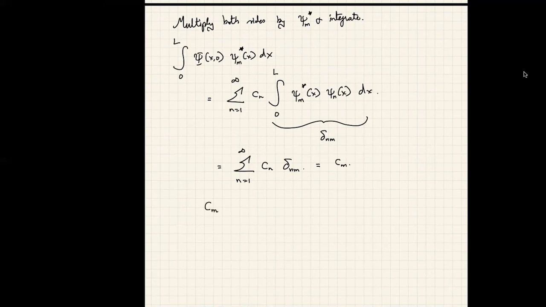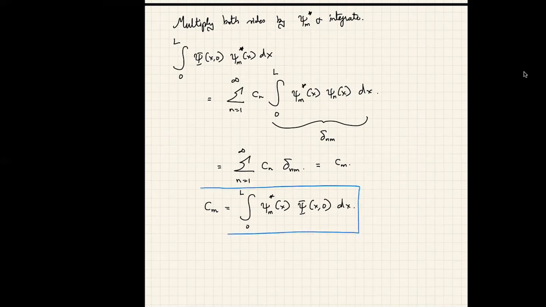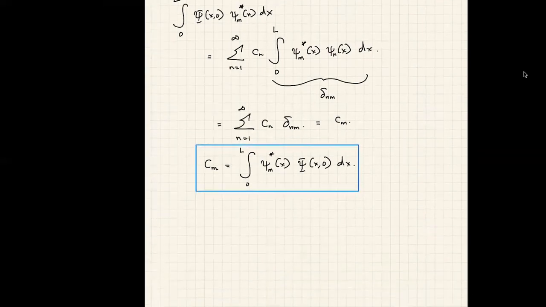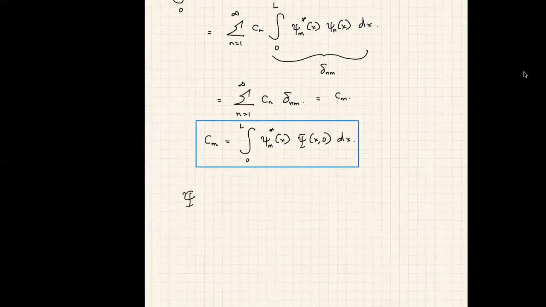To calculate the Cm for a particular state, I will simply take the integral from 0 to L of the star of that particular wave function, psi m star, with the function that is given to me at time t equal to 0. So with this formula for the expansion coefficients, also called Fourier coefficients, I am finally done with the general solution to the problem of the time dependent Schrodinger equation.